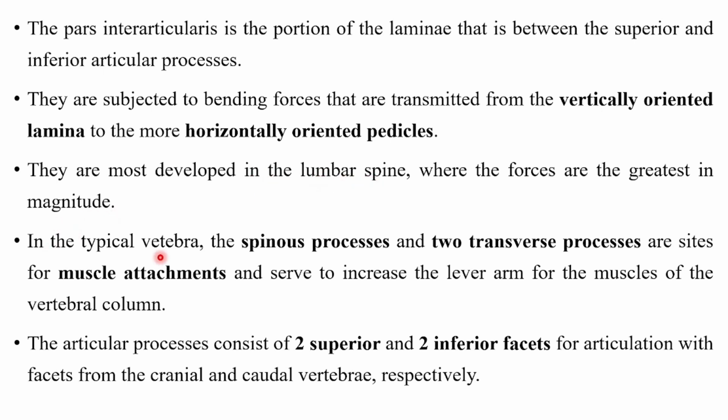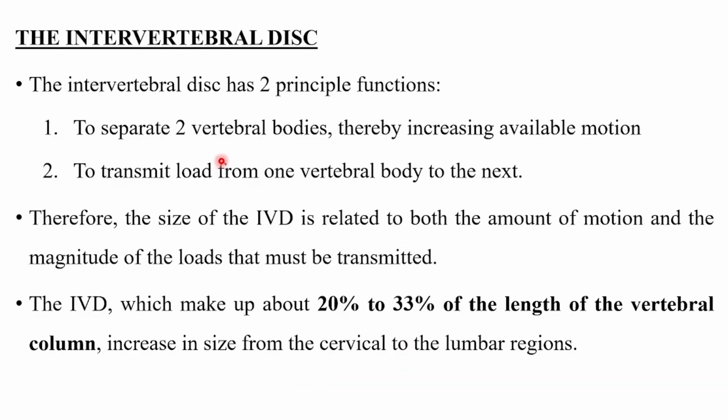In the typical vertebra, the spinous process and the two transverse processes are the sites for muscular attachments and serve to increase the lever arm for the muscles of the vertebral column. The articular process consists of superior and inferior facets for articulation with the facets from the cranial and caudal vertebra, respectively. So coming to the intervertebral disc, it has two principal functions.